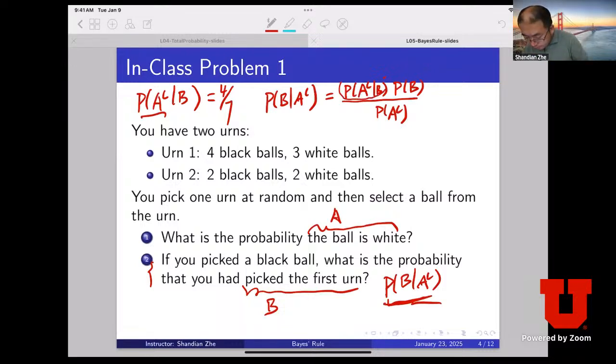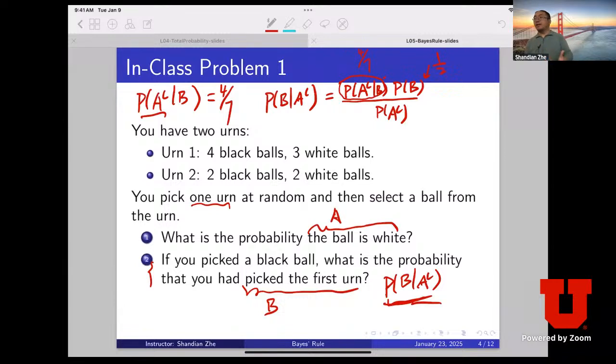And for this one, we already know it is 4/7, we just read through the problem. So how about the probability of B? 1/2. We can see that from the problem: we pick one arm at random, which means we have an equal chance to pick arm 1 and arm 2. So the probability you pick the first arm, which is event B, is 1/2.